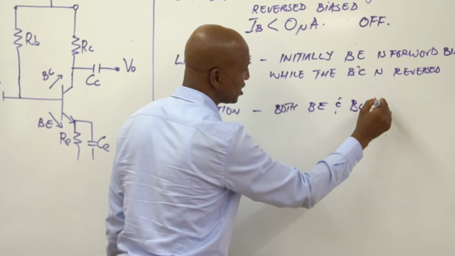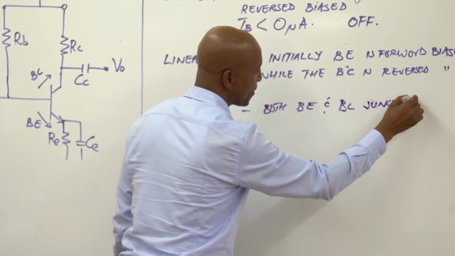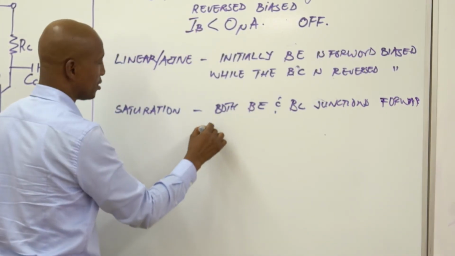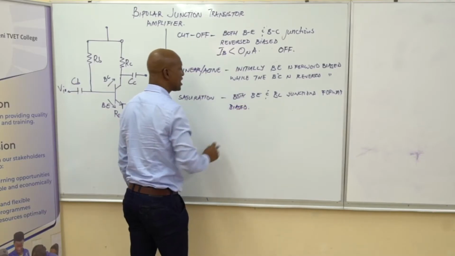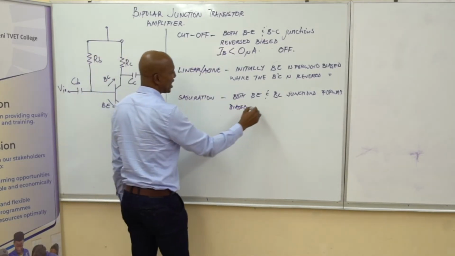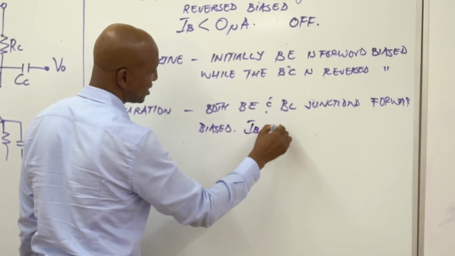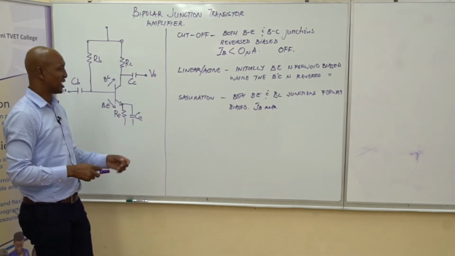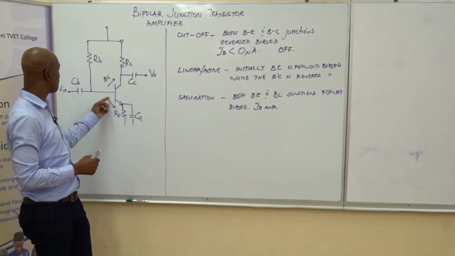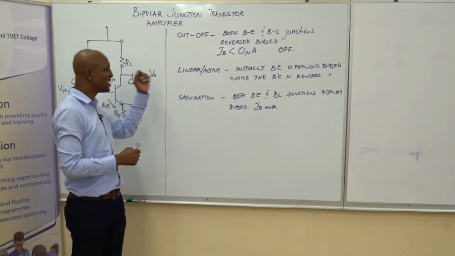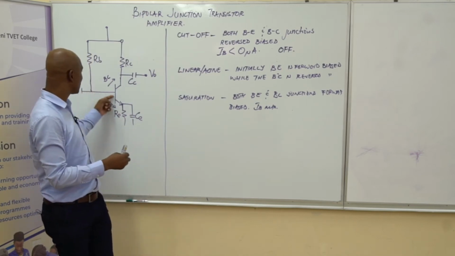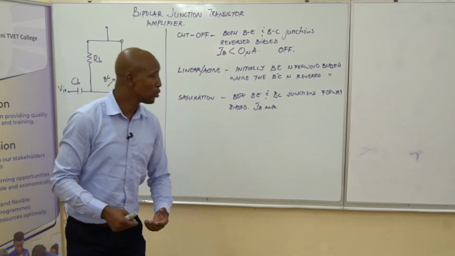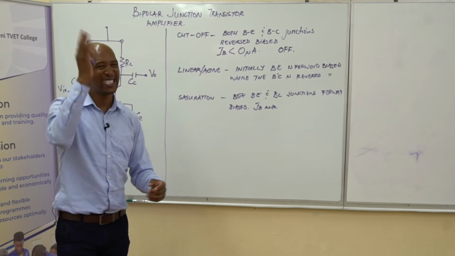Base collector junctions forward biased. So if they are forward biased, it simply means that we can have IB maximized. Okay, once we maximize IB, it simply means that there is a time when we increase the value of the base current in such a way that IC can no longer increase. Remember, we say the increase in IB is proportional to the increase in IC. So now, there is a point where we will increase IB such that IC can no longer increase.